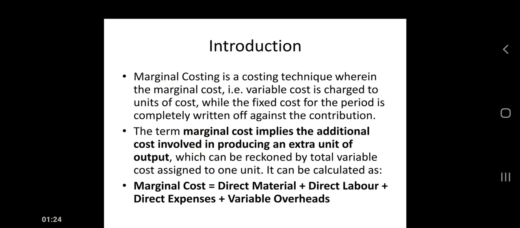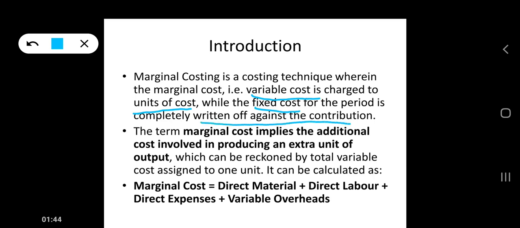Marginal costing is a technique wherein the marginal cost, also known as variable cost, is charged to units of cost, while fixed cost is the cost for the period and is completely written off against contribution. Contribution you will learn further, but as an introduction, marginal cost is the variable cost that is charged to the units of cost.